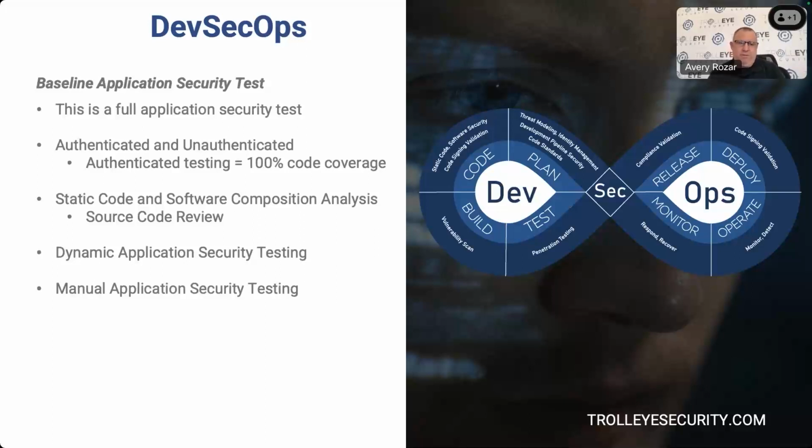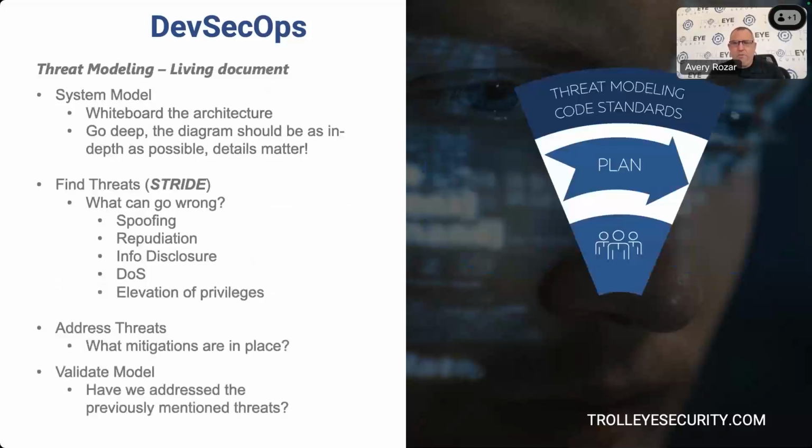Dynamic application security testing is typically involved along with manual application security testing when it comes to baseline testing, basically doing a pen test. So after you've got your baseline, you have an idea of what you're working with. You can start from there. You know what needs to be remediated.